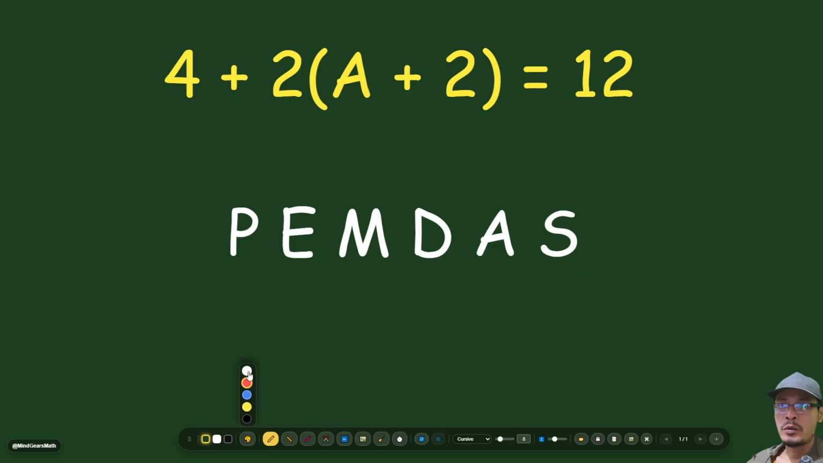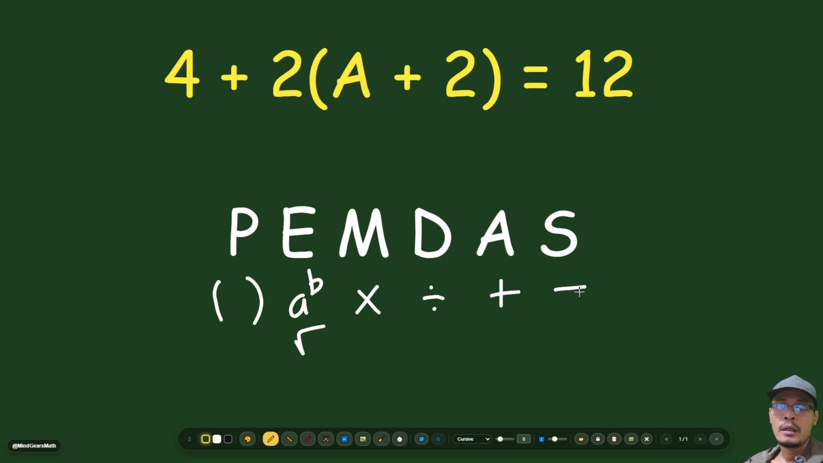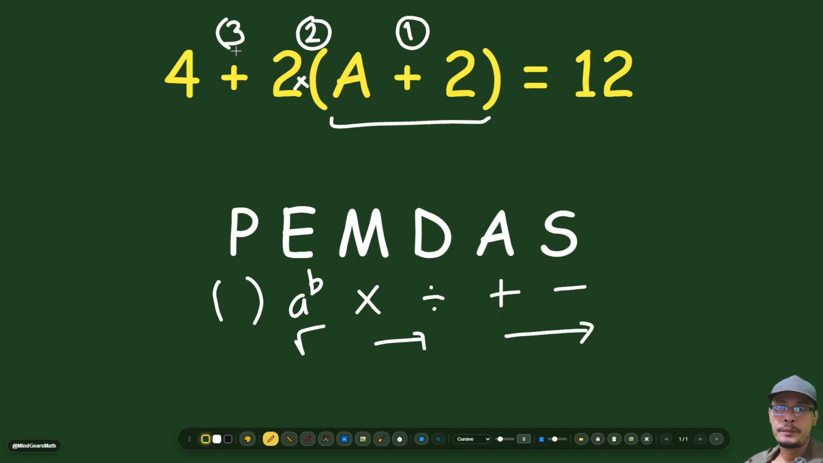Now let's look at the rules. First, let's number the operation using PEMDAS. Remember PEMDAS? Parentheses, exponent, multiplication and division, addition and subtraction. Parentheses first. So the plus inside is number 1. Then multiplication. The 2 outside is number 2. Last, the plus 4 is number 3. That is how the equation is built.